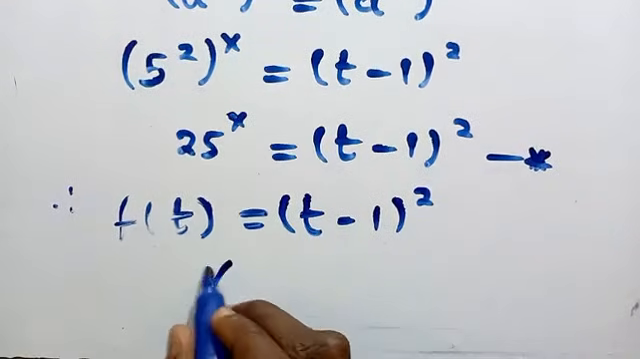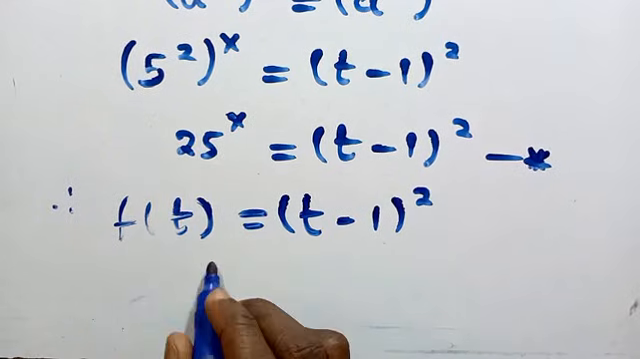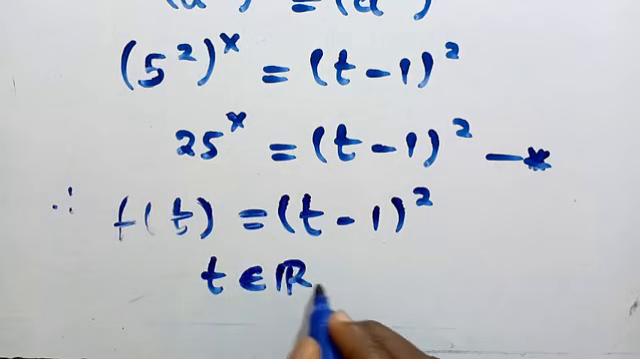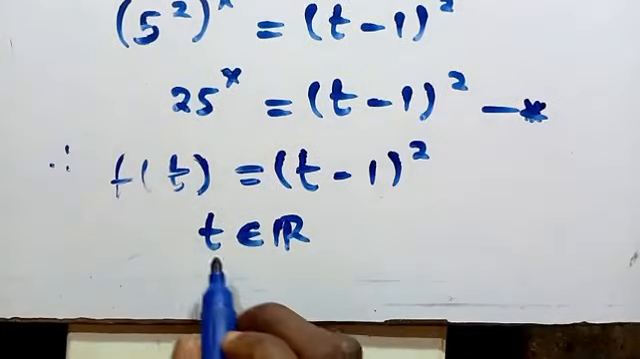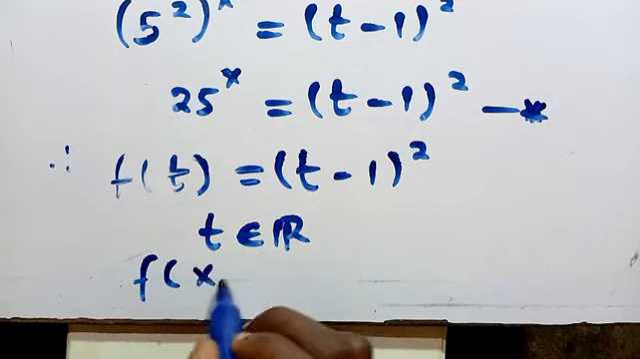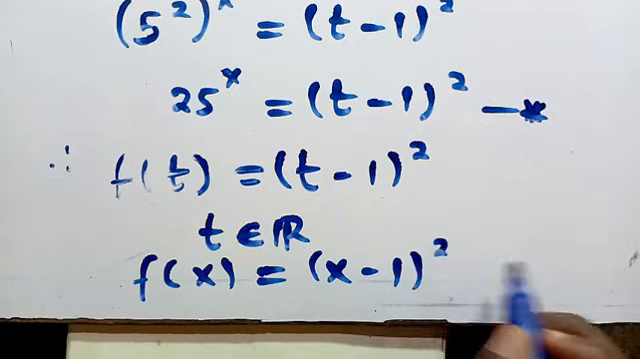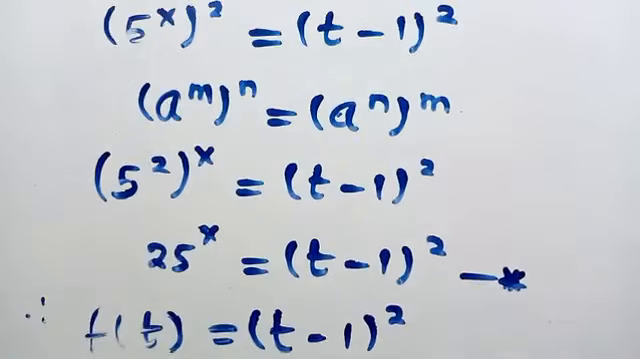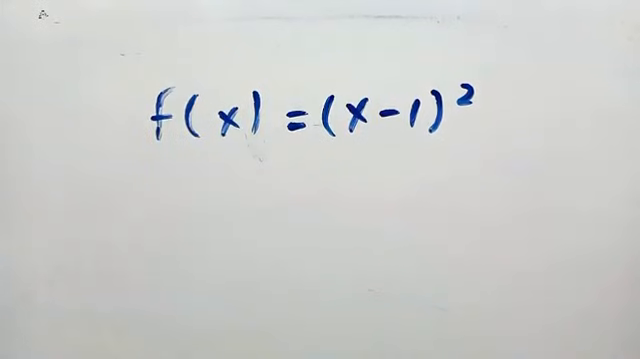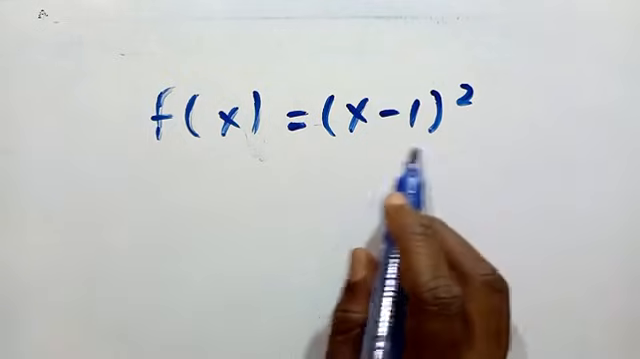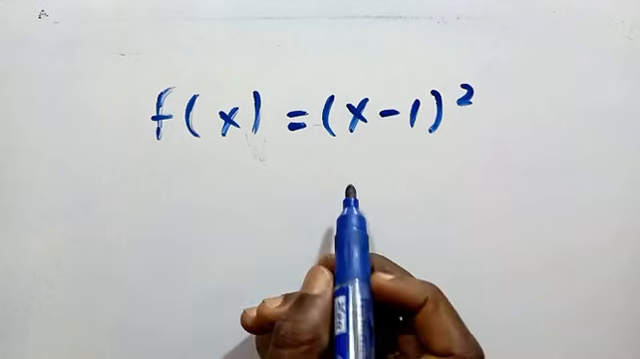We have to note again that x here is a member of the real numbers, so t is also a member of the real numbers. We switch by changing t to x. We have f(x) = (x - 1)^2. Getting to this stage, this is the first step we are going to take. But the real question here is, we have to find f(x - 4).